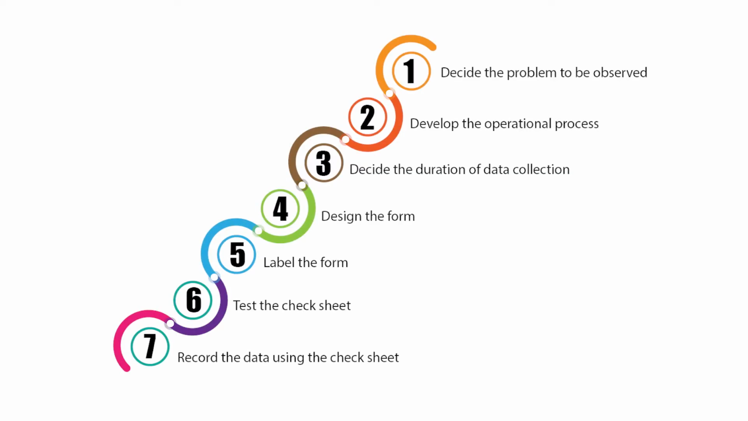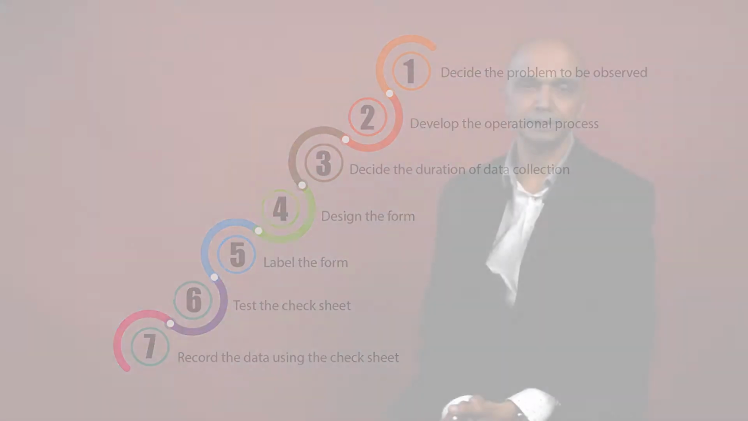Decide the problem to be observed. Develop the operational process. Decide the duration of the data collections. Design the form. Label the form. Test the check sheet. Record the data using the check sheet.